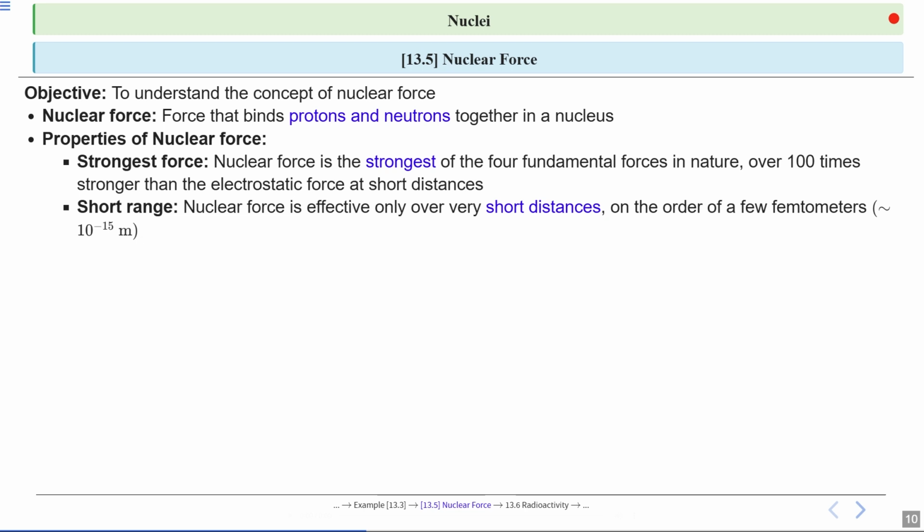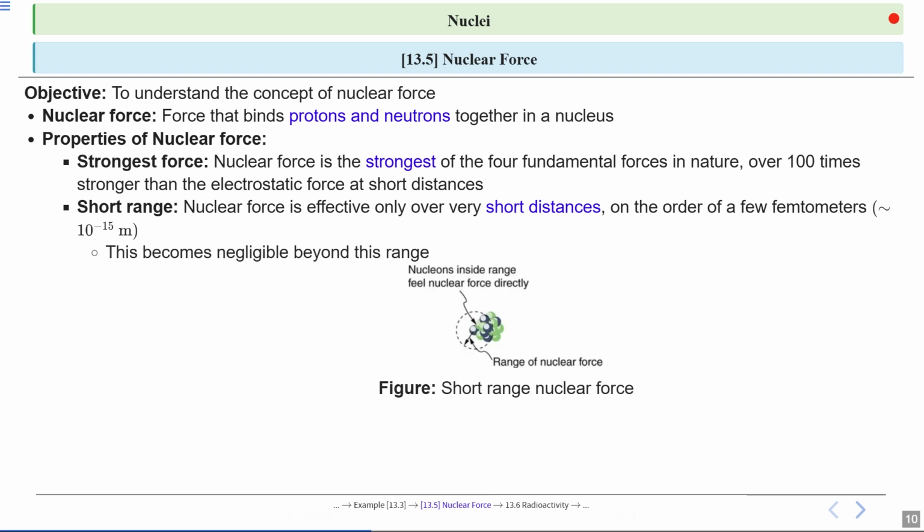However, the nuclear force only acts over a very short range, just a few femtometers, which is about 10 raised to the power minus 15 meters. To give you an idea, that's much smaller than the size of an atom. If the distance between the nucleons increases beyond this range, the nuclear force quickly becomes negligible. You can see in this figure how the nuclear force drops off rapidly as distance increases. Beyond a few femtometers, the force is almost zero. This short range is why only nucleons that are close together in the nucleus feel this strong attraction.